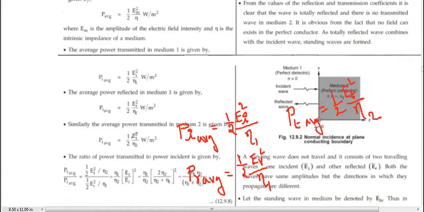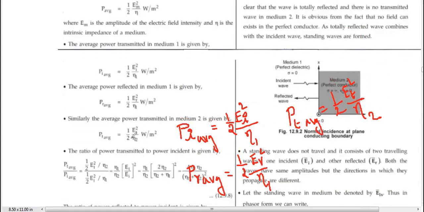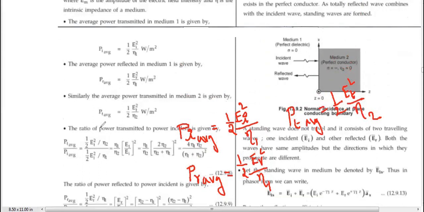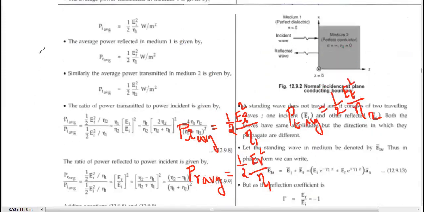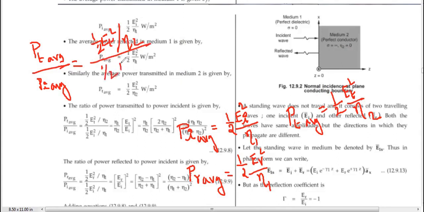Now we can take the ratios PT average by PI average, and PR average by PI average, the ratio between transmission and incidence, and reflection and incidence. So first of all, PT average by PI average: PT average is equal to 1 by 2 ET square by eta 2, whole divided by 1 by 2 EI square by eta 1.